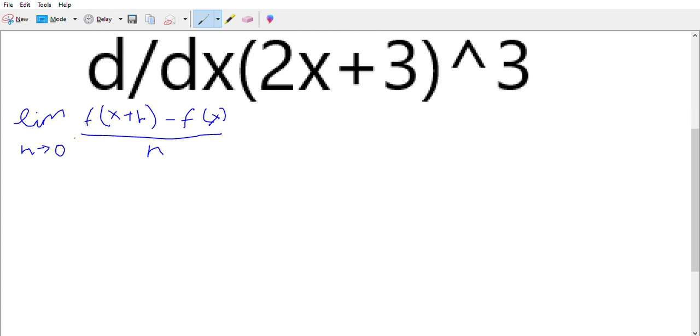So if you were to plug in 0, it would be f of x plus 0, so that's f of just x minus f of x over 0, so it would be 0 over 0, which is what we want, but of course you can't really do 0 divided by 0. Alright, so that's the definition, but let's actually plug it in now. Plug in the function 2x plus 3 to the third power. I'll just remove that real quick.